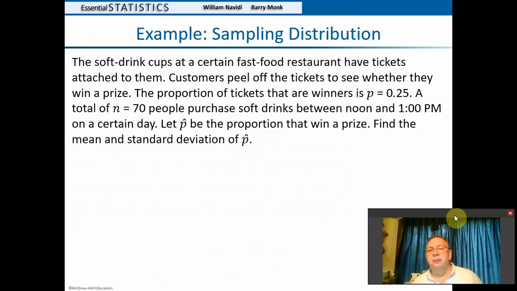So let's consider a problem. The soft drink cups at a certain fast food restaurant have tickets attached to them. Customers peel off the tickets to see whether they win a prize. The proportion of tickets that are winners is p equal to 0.25. A total of n equal to 70 people purchase soft drinks between noon and 1 p.m. on a certain day. Let p hat be the proportion that win a prize. Find the mean and standard deviation of the sampling distribution of proportions.